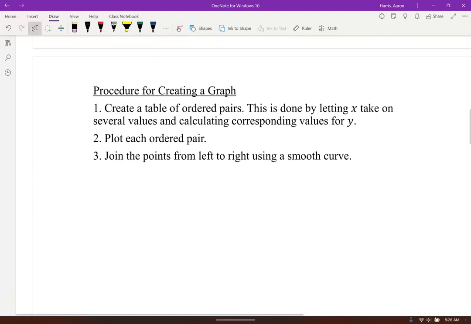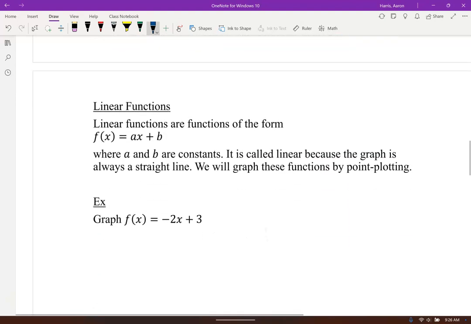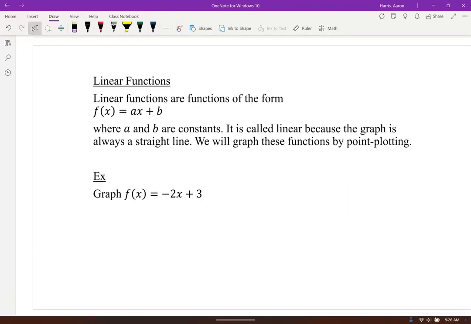So what we'll do is create a table of ordered pairs, and then plot each pair, and then join the points with a smooth curve. That's how we're going to create it by point plotting. First, let's do it with linear functions. Linear functions are anything of this form, y or f of x equals ax plus b. A lot of the time you'll see mx plus b, where the a and the b are constants, or in this case I call it m. Those two are numbers right there. And it's called linear because it's a straight line. So we will graph these by point plotting.